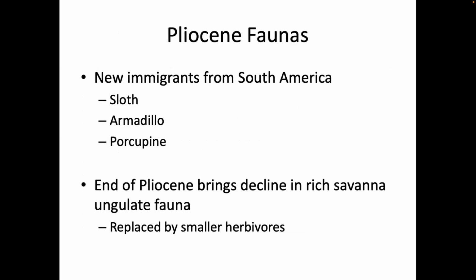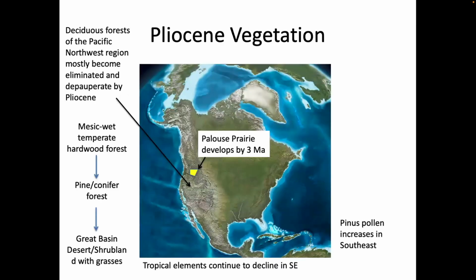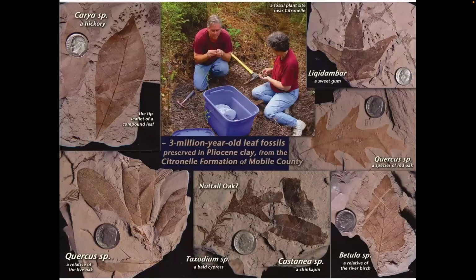I've got 4 minutes. I'm going to do a quick tour, and then we'll pick it up next time with a story of our only Pliocene fossil site in Tennessee. What are some new immigrants coming from South America? We talked about some: sloths, armadillos, porcupines. We've got some vegetation change. I'll pick up a little bit on this next time.